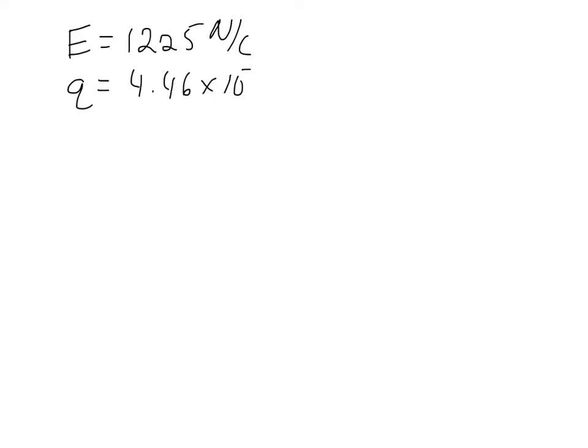Number 3 says an electric field of 1,225 newtons per coulomb is produced by a charge of 4.46 times 10 to the negative 11th coulombs. For this field strength, what is the distance to the charge? So what we have here is our electric field is 1,225 newtons per coulomb, our charge is 4.46 times 10 to the negative 11th coulombs, and we're looking for our distance.